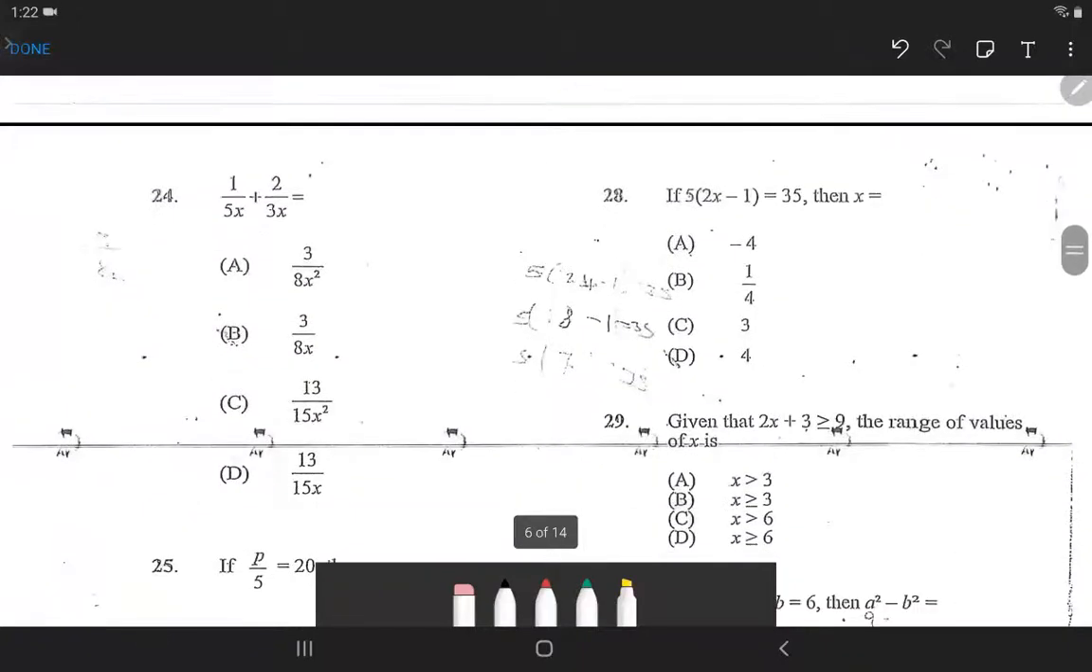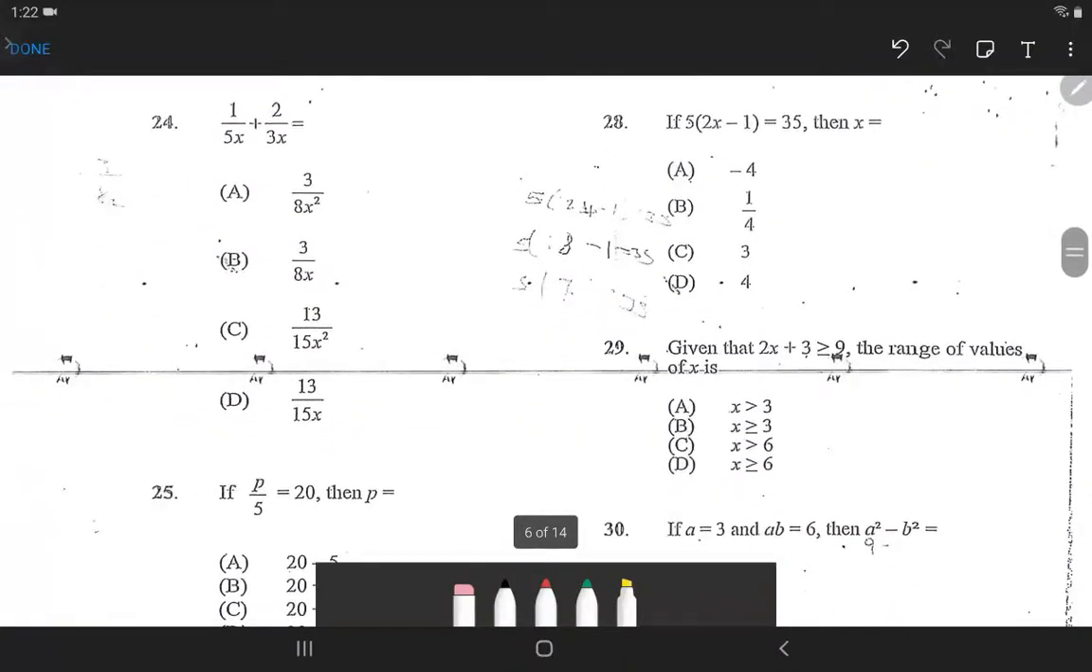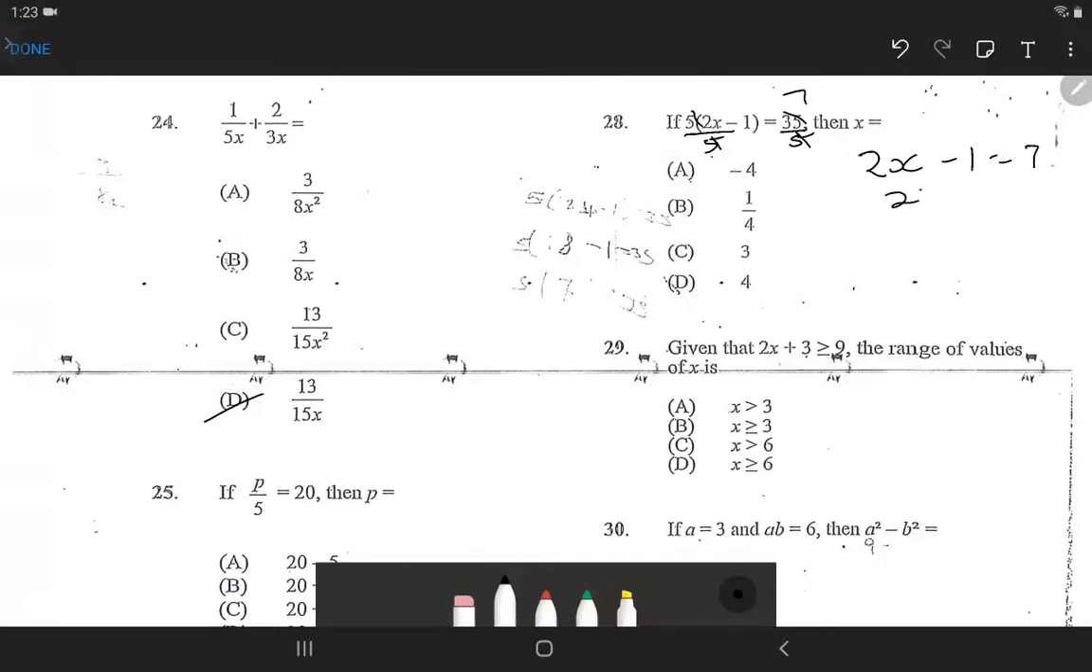So 250 would have been the better buy. Okay, so this one now, 24. This is another repeat question, which is the LCM. It is 15x, so that's D. 5, if 5 into 2x minus 1 equals 35, then x equals. All right, we can start off by dividing both sides by 5. We get 7, so you have 2x minus 1 has to be equal to 7. So that means 2x is equal to 8. That means x is equal to 4. That's D.